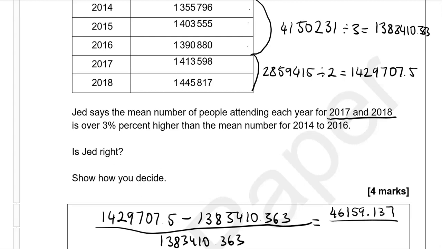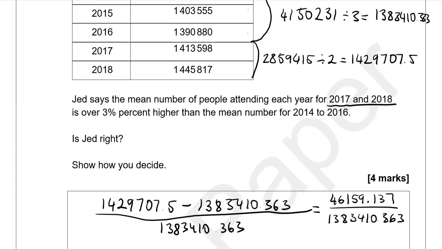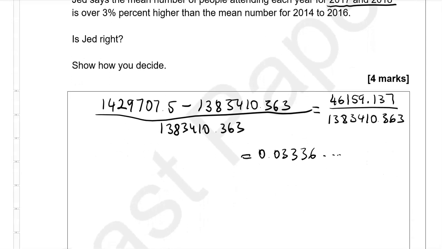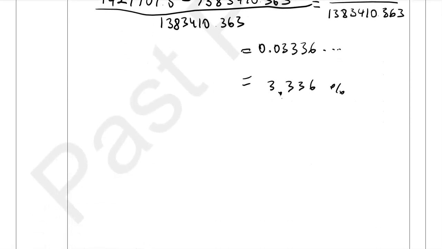So doing this, we get 46159.137, again divided by 1383410.333, which gives us 0.03336 and so on. So turning this into a percentage, meaning multiplying by 100 or moving the decimal point 2 places to the right, we get 3.336 and so on. So this is higher than 3%. So is Jed right? Yes, he is.